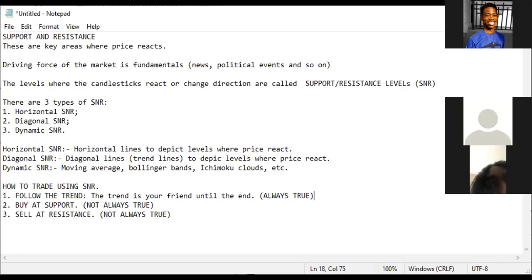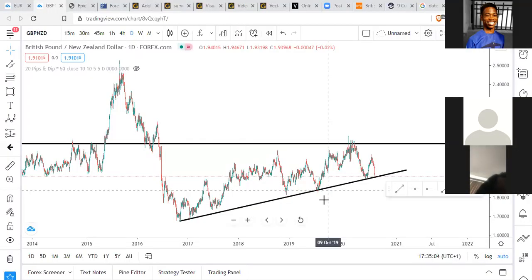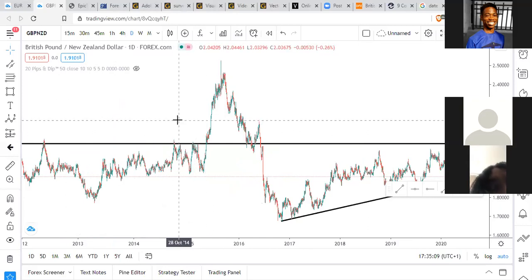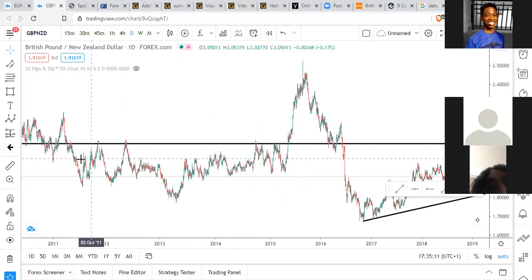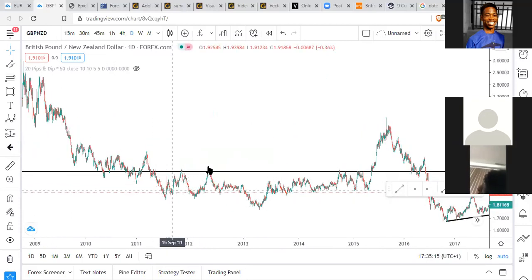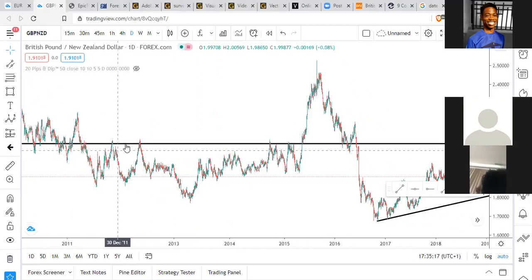Let's go back to my chart. Then you see why I said that. Why did I say that? Now, okay, look at this now. When we are currently here, what happened? This was a resistance, all right?